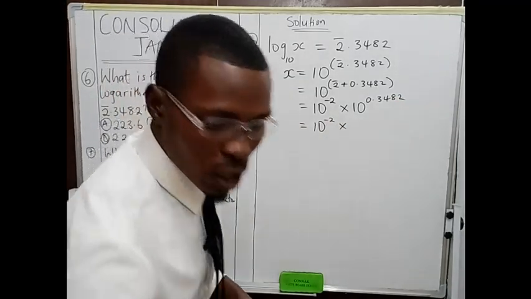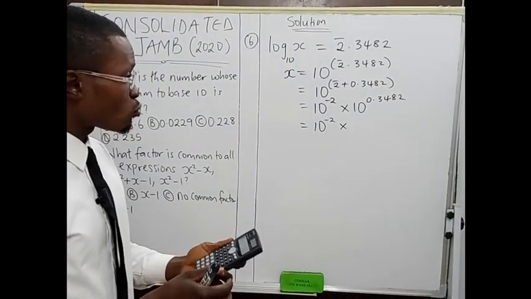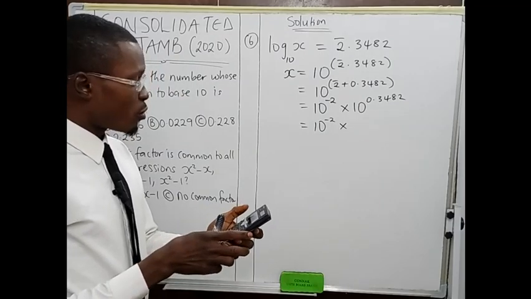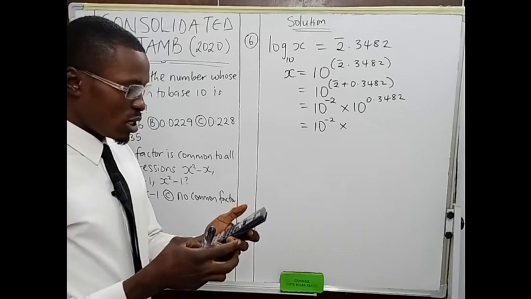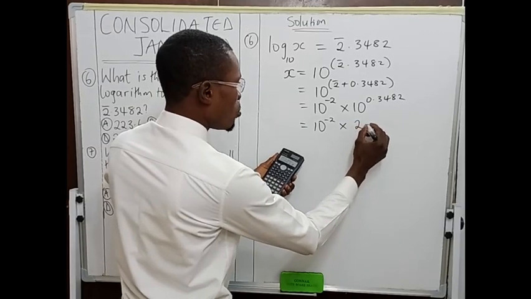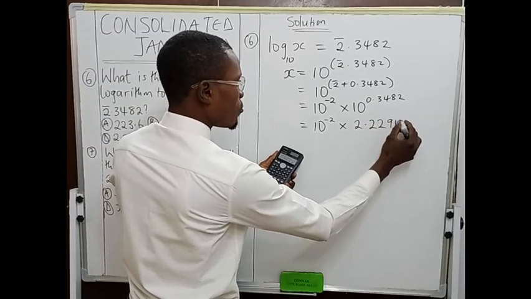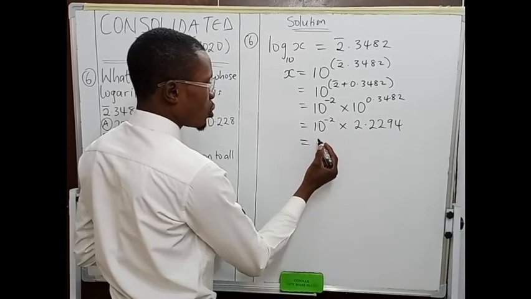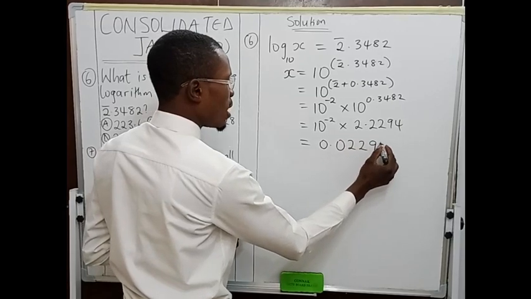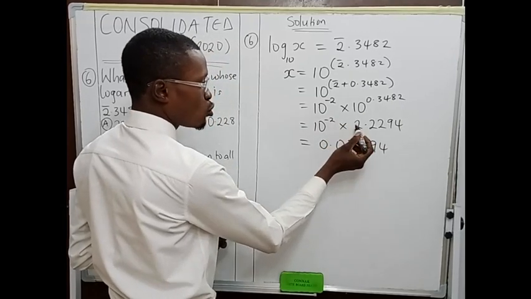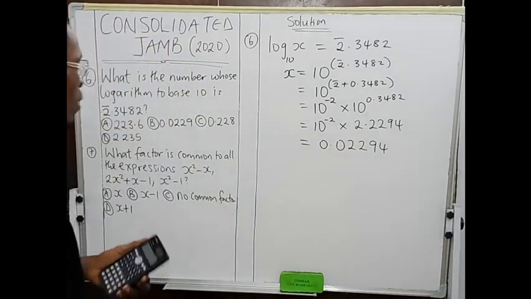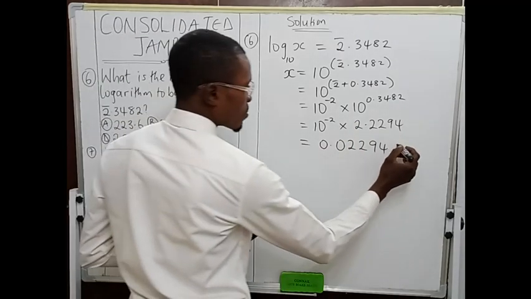What would that give us? We're going to use our calculator to compute that. 10 to the power of 0.3482 will give us 2.2294 and so on. We multiply this by 10 to the power of minus 2 and we have 0.02294. That is, the point comes backward twice, 1, 2. You have 0.02294, and that is our option B.